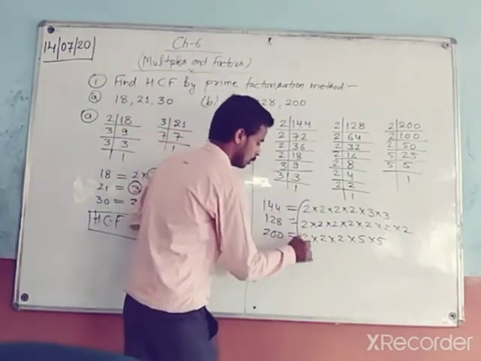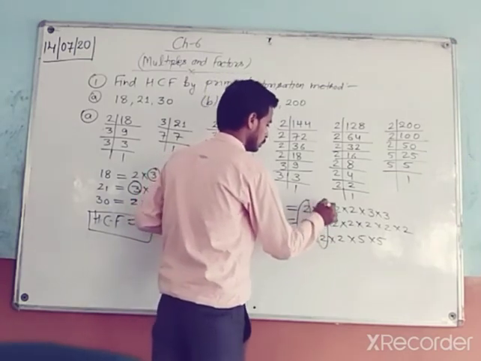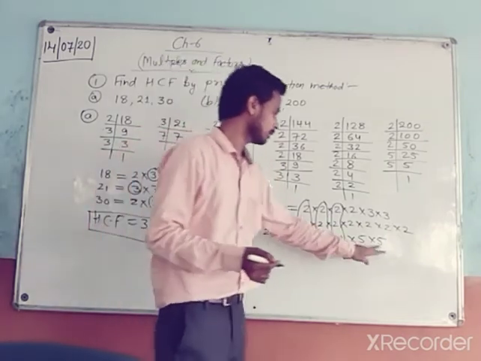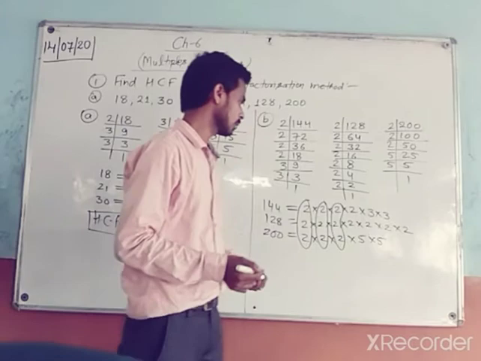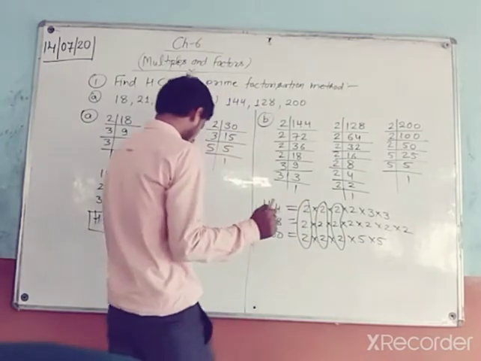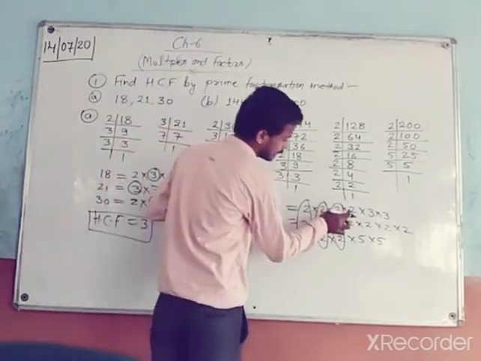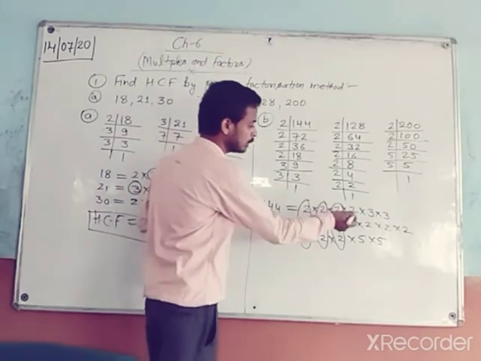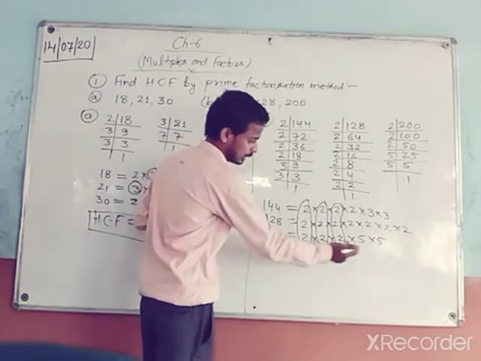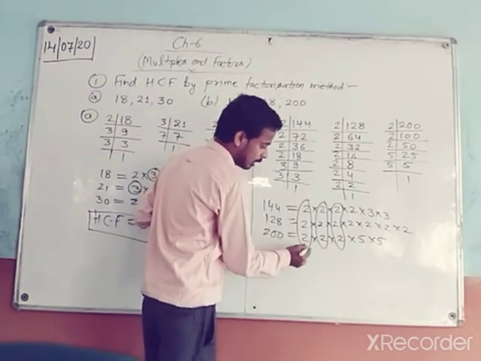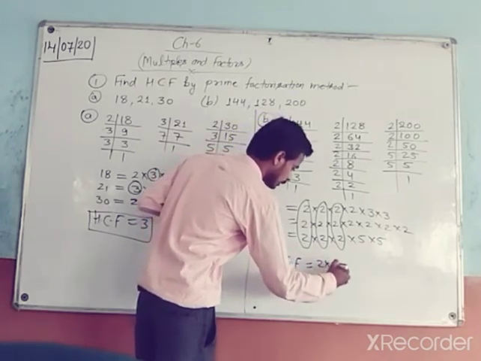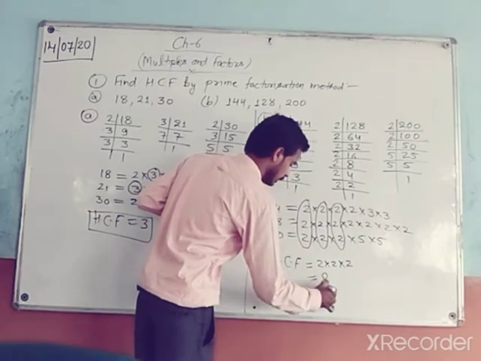See, 1, 2, 3, then 5 is there but not in 128 and 144. See, 2 is there and in 128 also, but we take the common between all the numbers. If we take only two 2s, these are common between only 144 and 128, not in 200. See, there are only three 2s common, and we have taken those 2s. So the HCF is 2 multiplied by 2 multiplied by 2, that is 8.